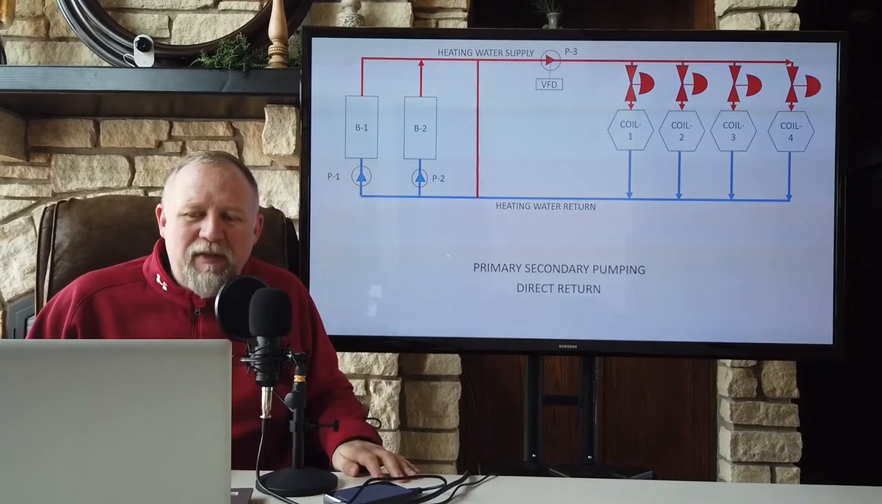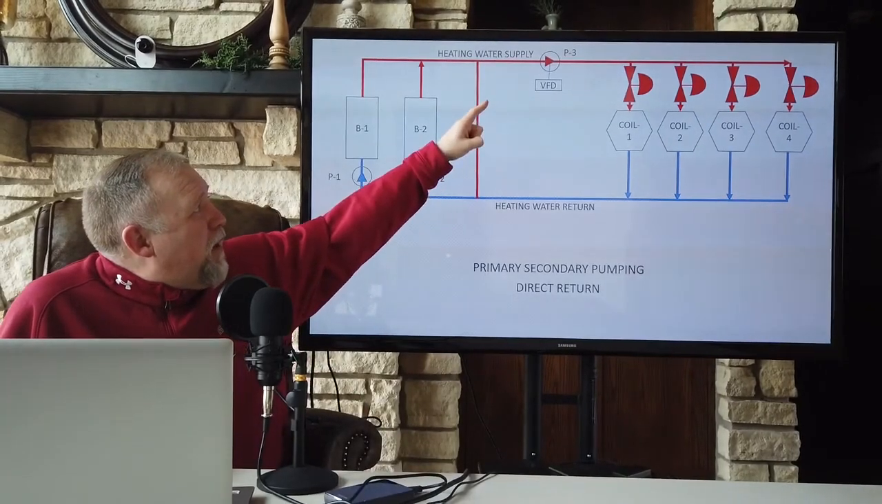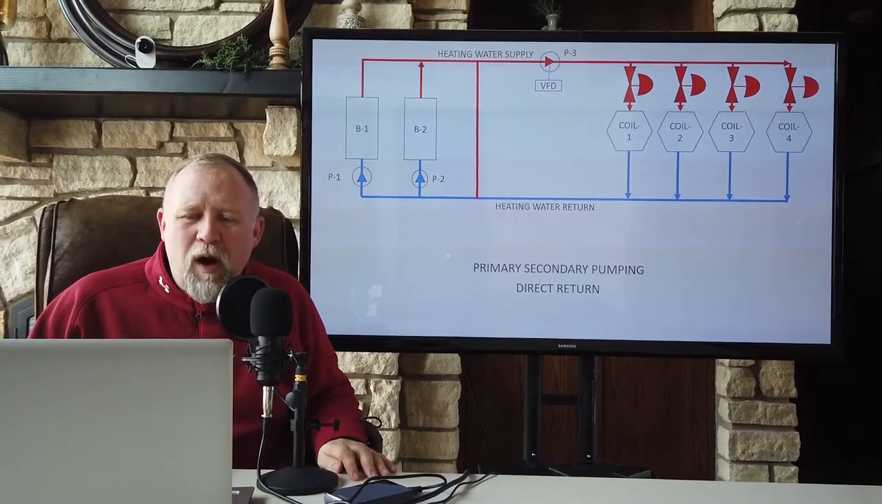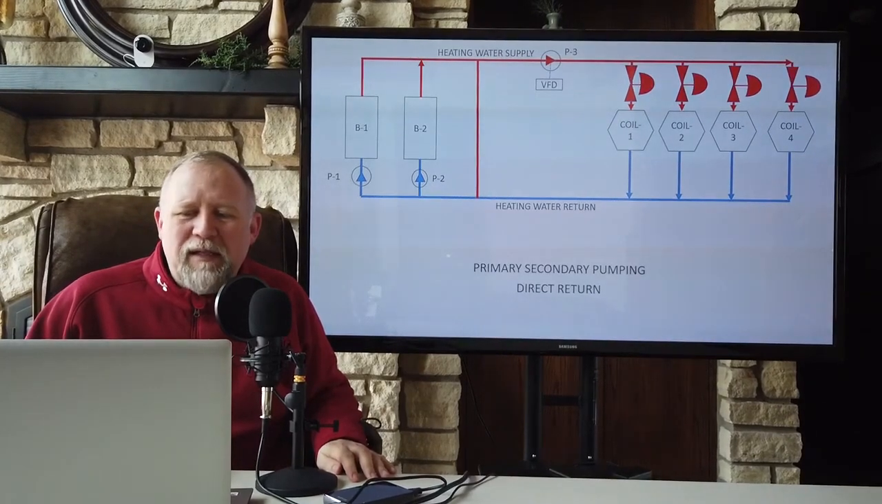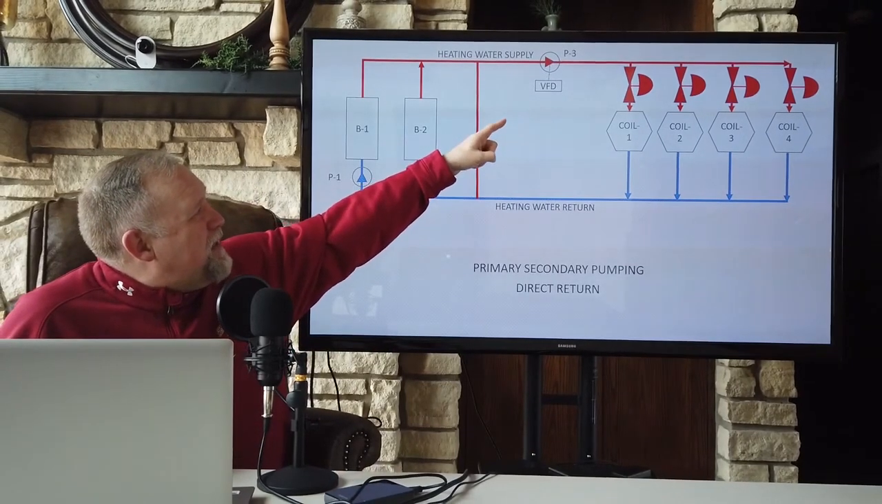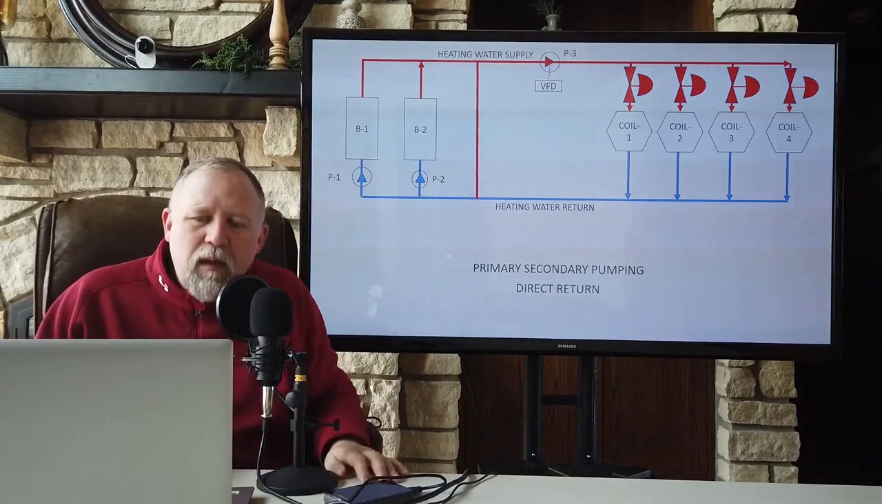The pressure in this hot heating water supply pipe goes down. So our variable frequency drive on our distribution pump speeds up. It pumps more water from the boiler plant down this long distance and through these coils. Everything else, whatever that variable frequency drive isn't pumping, everything else goes through this bypass line.